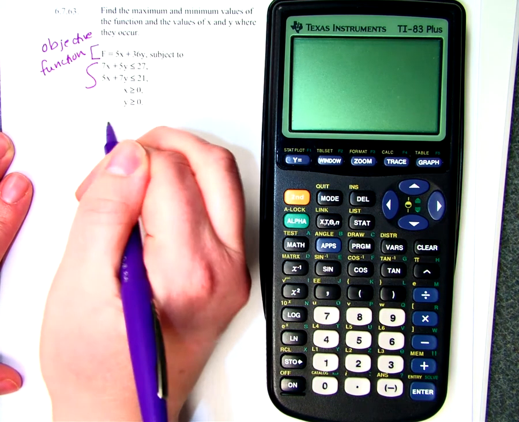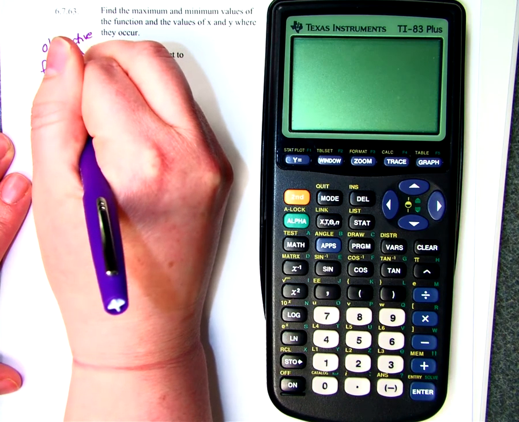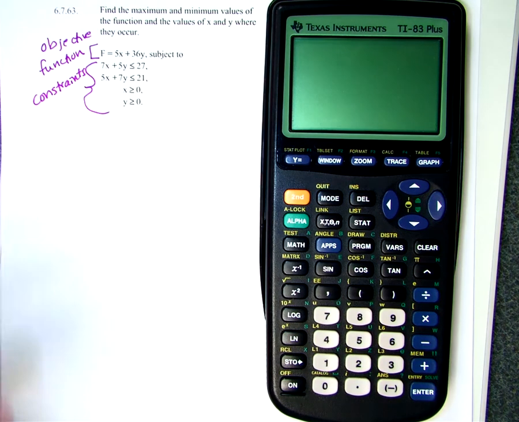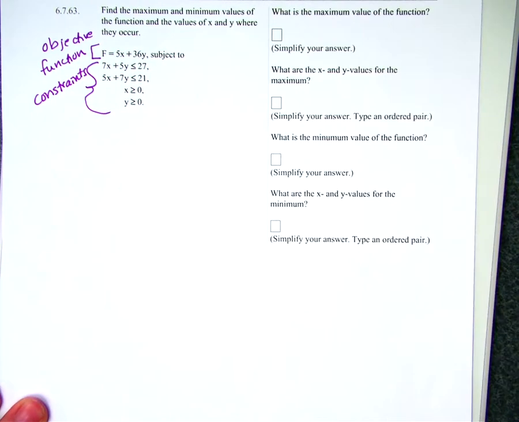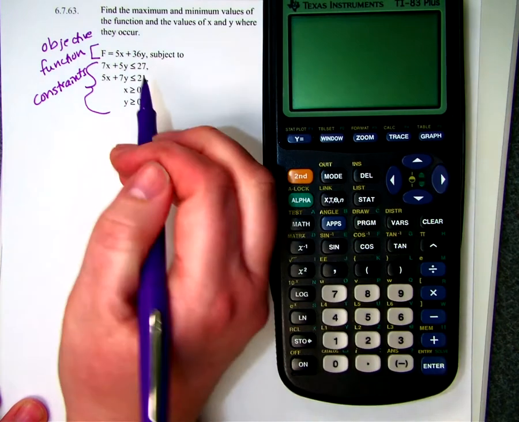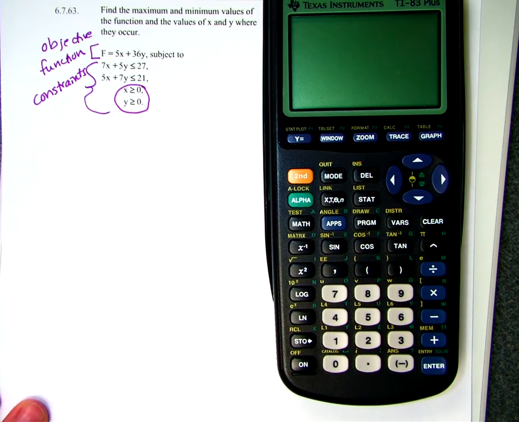All of these inequalities are called constraints. So these are values which our solution must satisfy. The two down here at the bottom are called non-negativity constraints, and they restrict our solution area to the first quadrant.